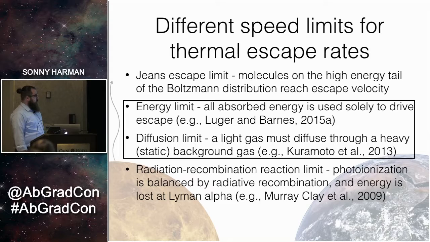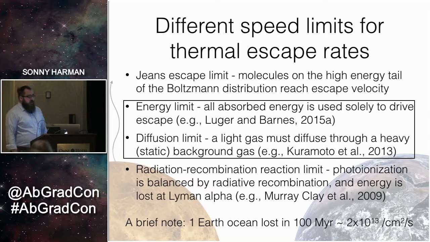And most of the rest of the talk is going to look at these two limits, which are at an interplay in these cases. And as a brief note, one Earth ocean lost in 100 million years is a flux of about 2 × 10^13 molecules per centimeter squared per second. So I'm going to throw up some numbers and some graphs, and that's really sort of the benchmark here for the evolution of the atmosphere.